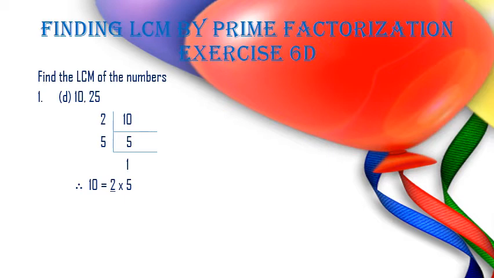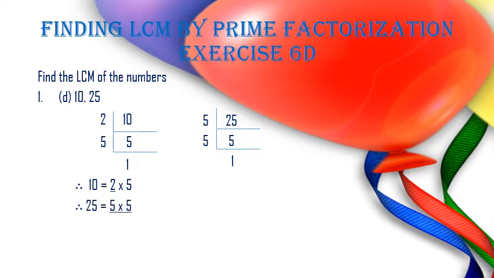Now let's come to the other number, which is 25. Let's do the prime factorization of 25. 25 can be divided completely by 5. So, when we divide 25 by 5, which is also a prime number, we get 5 as the quotient. And now we will divide 5 by 5 and we get 1 as the quotient. So, the factors of 25 are 5 multiplied by 5.